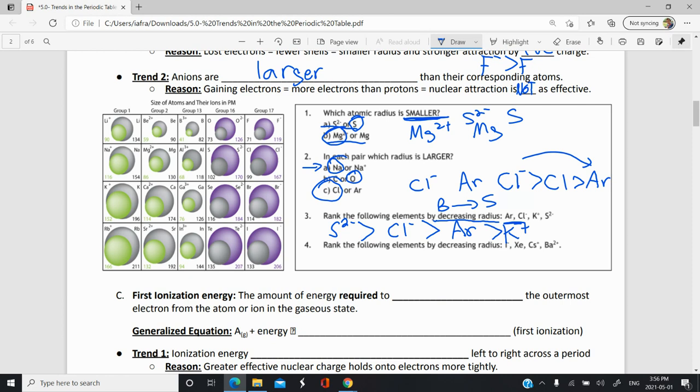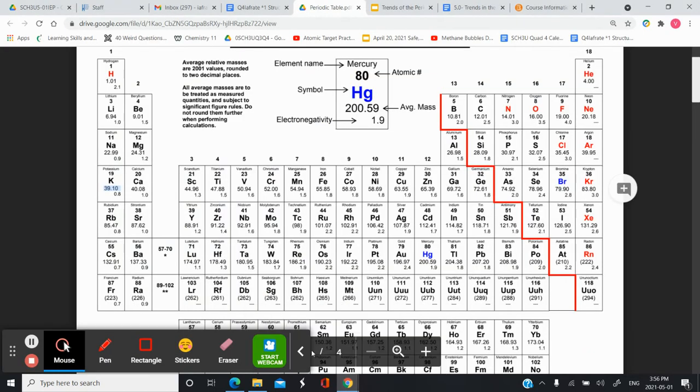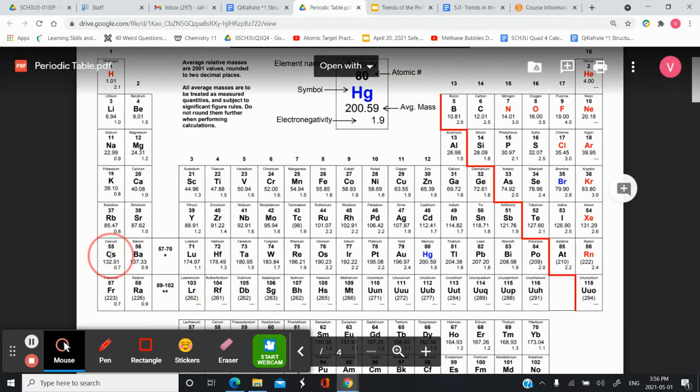So let's try this one next. We have I-, xenon, Cs+, and Ba2+. Let's see if we can figure any of these out right now. So I'm going to compare Cs and Ba. I'm going to try those first. Let's see. Here's Cs and here's Ba.